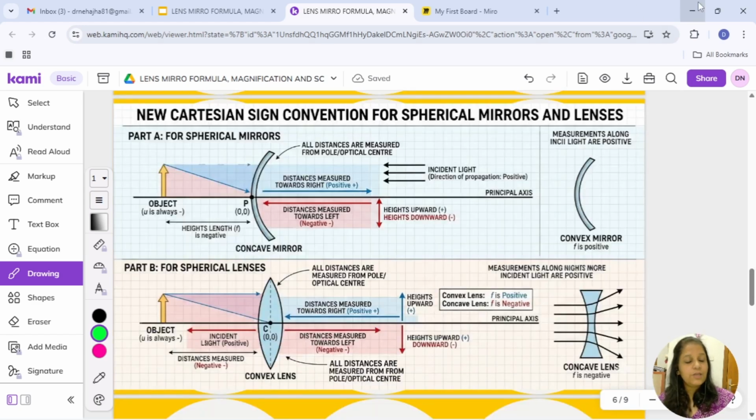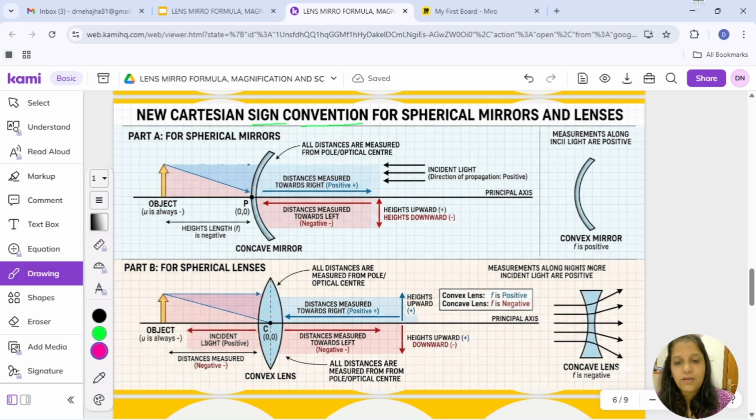Now here comes the most important part where most of the students lose their marks because of the wrong sign. So understand this very nicely. This is the new Cartesian sign convention for spherical mirrors and lenses. So this is a common flow diagram which you can use to understand and to memorize.